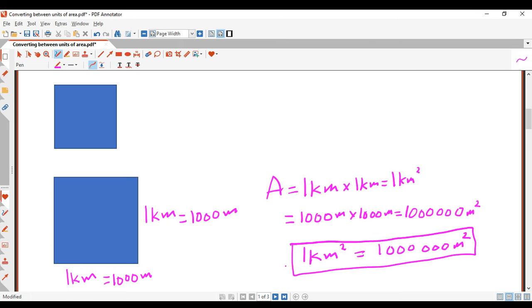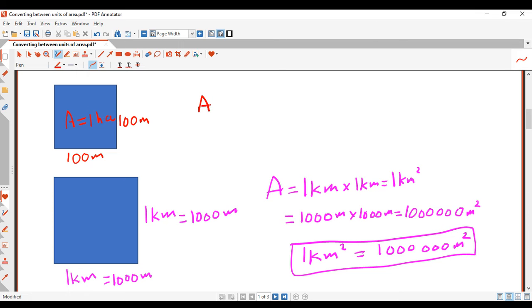1,000,000 square metres. All right. Now, let's go to the hectare. Let's say the area of this square is 1 hectare. A hectare is 10,000 square metres. It's actually a square which is 100 metres by 100 metres, and they use the hectare to measure large areas of land like farms.